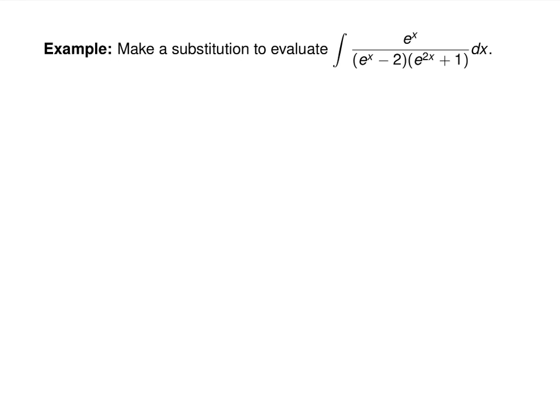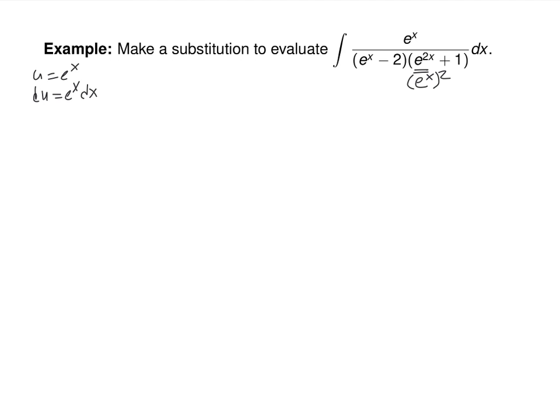So same idea, substitution. The thing to notice here is that e to the 2x is actually e to the x squared. So that's something that not all students understand. So just note that. And this substitution is much, much easier. Just let u equal e to the x. Then du is e to the x dx. So that e to the x in the numerator gets replaced by du.